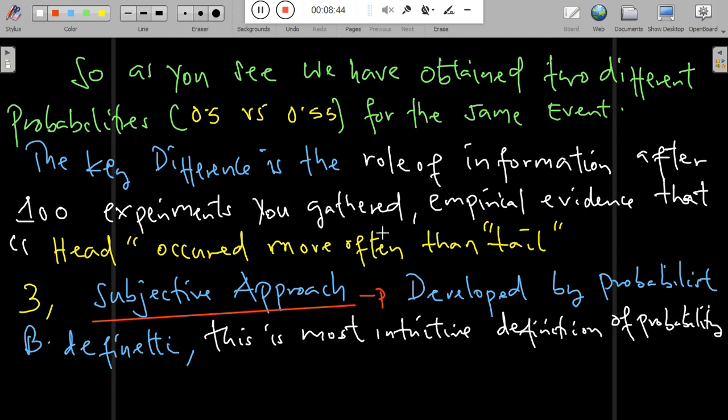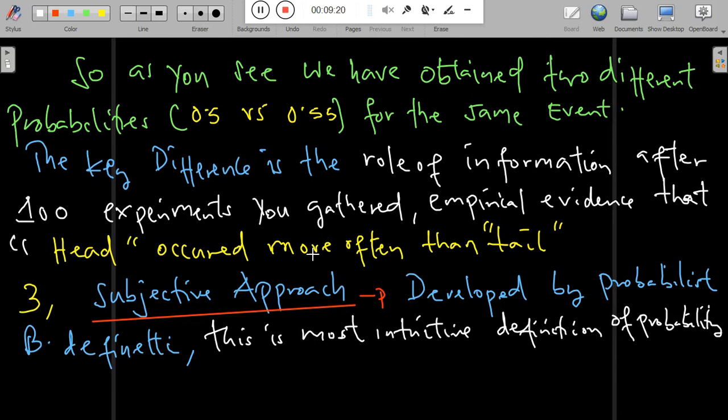The key difference is the role of information after the 100 experiments you have gathered. So there is empirical evidence that heads occur more often than tails. The subjective approach develops probabilities by belief. This is the most intuitive definition of probability.